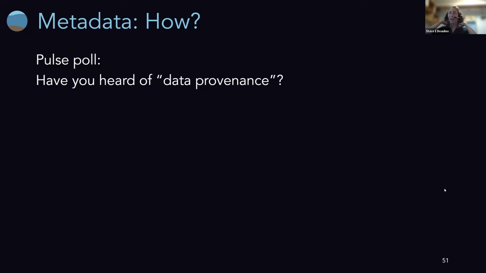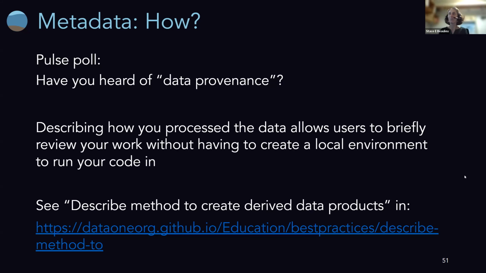Metadata: how. Now I'll use another phrase and ask how many people in the room have heard of data provenance. Data provenance is the history of your data set. How did it come to be? Describing how you process the data allows users to briefly review your work. So if you were to publish your data as a data package, users can review your work without having to create the local environment and run your processing code.